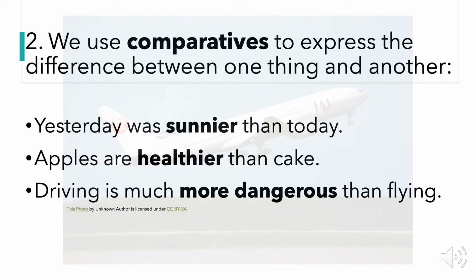So in the first example, yesterday is different than today. Yesterday was sunnier than today. Apples are healthier than cake. So we're showing the difference between apples and cake. Driving is much more dangerous than flying. We're showing the difference between driving and flying.